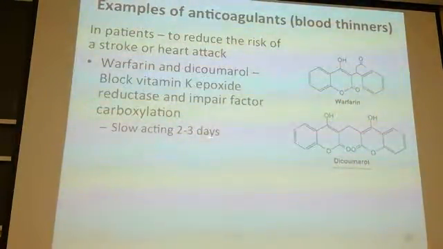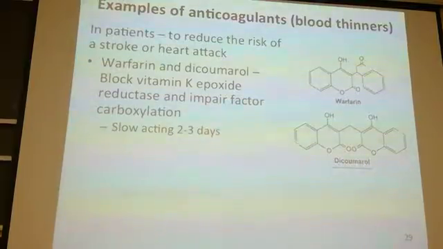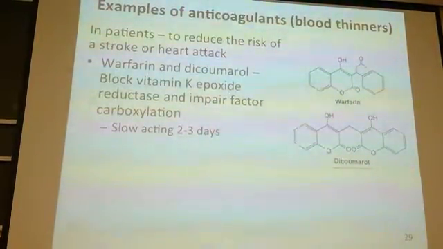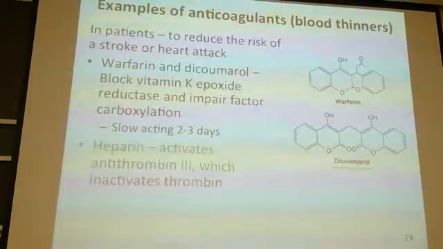And it's slow acting, around 2 to 3 days. It's slow acting because when you give warfarin or dicumarol, you already have a lot of these factors circulating through the blood. And these factors, like prothrombin, are all already carboxylated. So giving warfarin doesn't affect any existing circulating factors in your blood. It's only going to affect the newly synthesized factors that are being secreted through the endoplasmic reticulum secretory pathway. So it takes a little while to act. If someone comes in with a heart attack, you probably wouldn't give them warfarin immediately because that's going to take a few days to act.